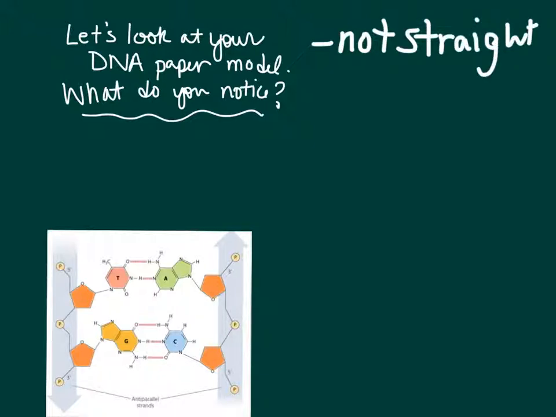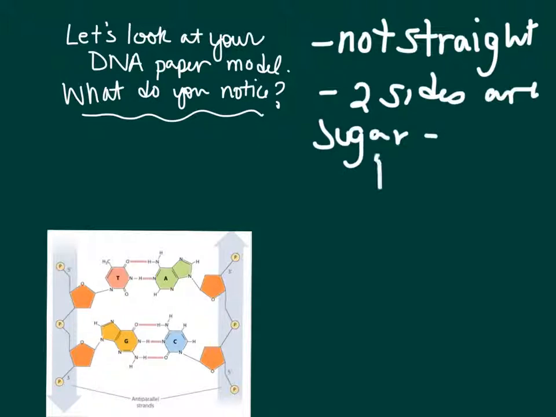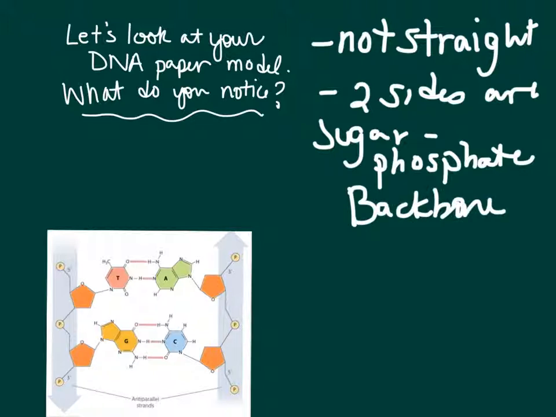What's on the edges? So there's a sugar and a phosphate on both sides, right? So both sides have a sugar phosphate backbone. That's what we call that. What else do we have?